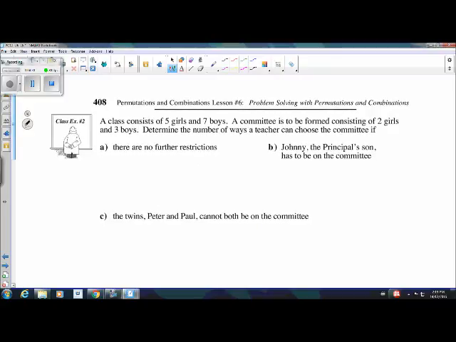Example 2. A class consists of 5 girls and 7 boys. A committee is to be formed consisting of 2 girls and 3 boys. A, determine the number of ways a teacher can choose the committee if there are no further restrictions.